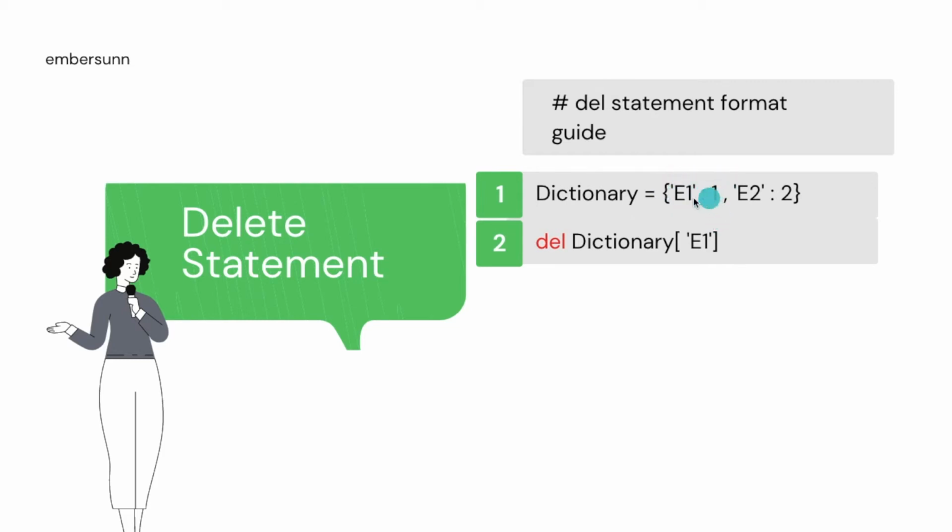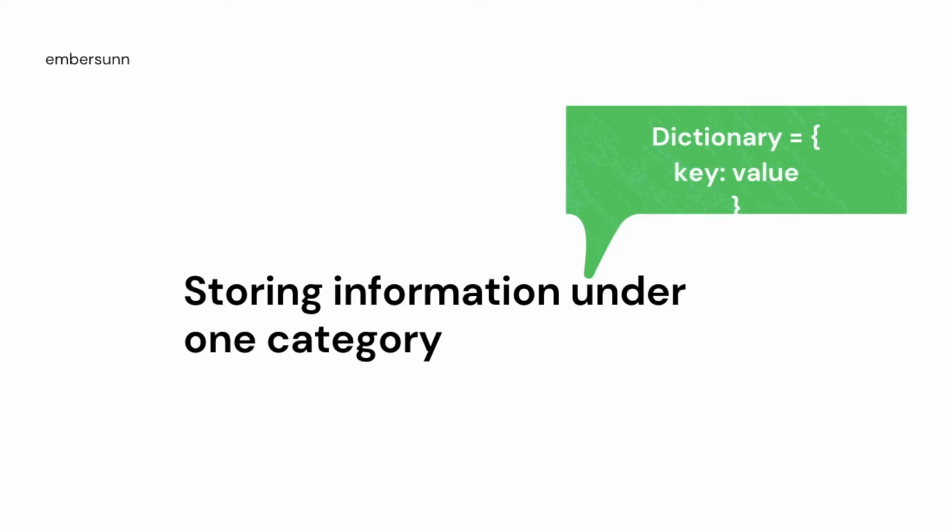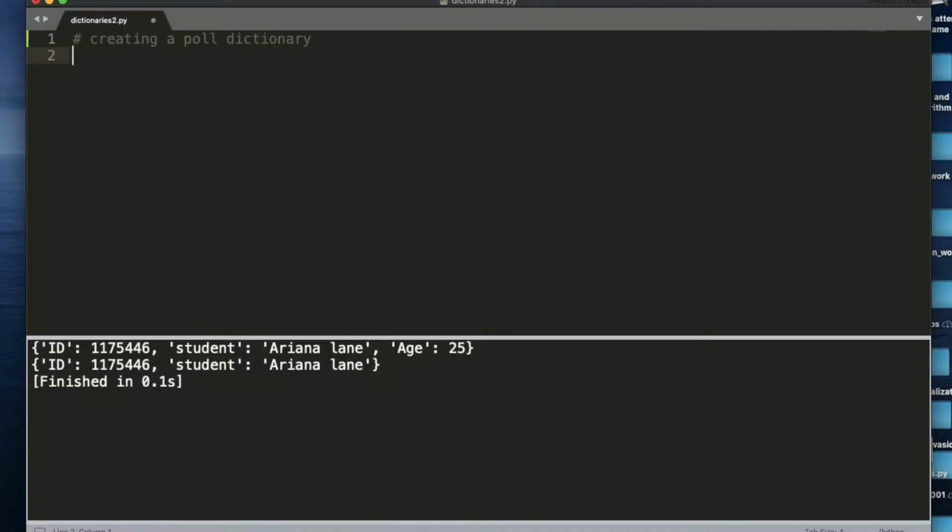You can also use a dictionary to store one kind of information about many objects. This is great for organizing data under one theme. Let's go ahead and look at this in code. We're going to create a simple poll that is going to store a group of computer science students' response to one question. What is their favorite coding language? Let's go ahead and create the dictionary for it.